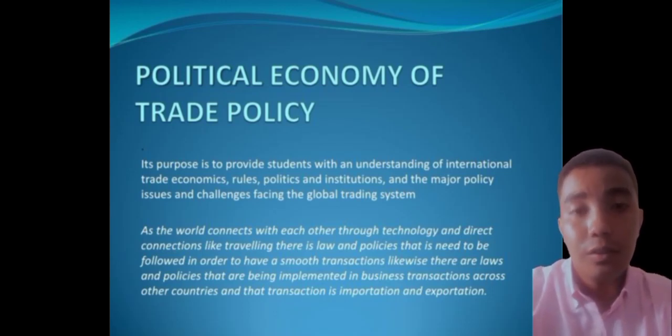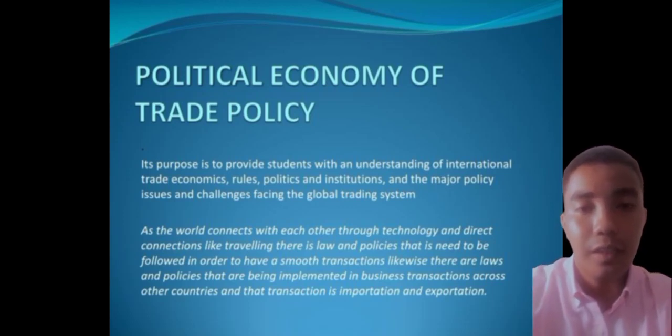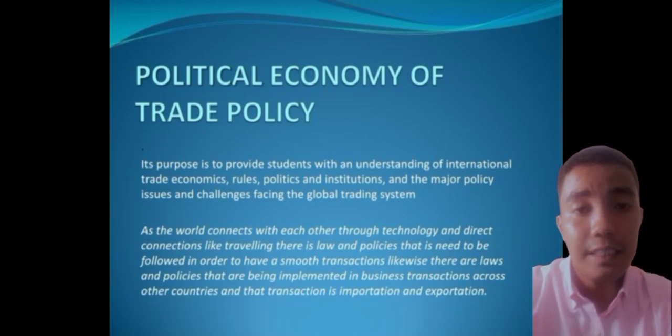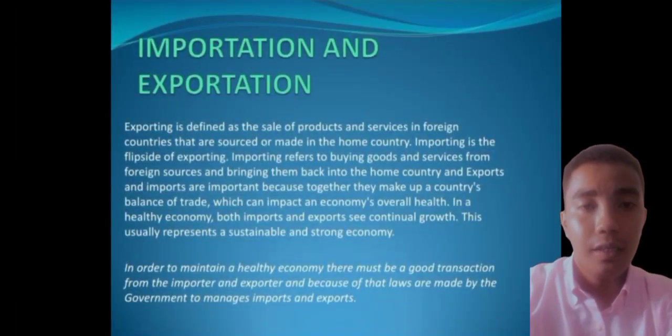As the world connects with each other through technology and direct connections like traveling, there are laws and policies that need to be followed in order to have smooth transactions. Likewise, there are laws and policies being implemented in business transactions across other countries, and the transactions are importation and exportation.